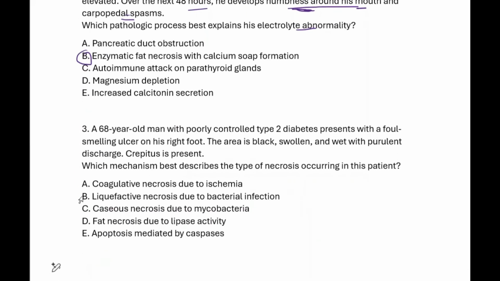And then the last question: a 68-year-old man with poorly controlled type 2 diabetes presents with a foul-smelling ulcer on the right foot. The area is black, swollen, and wet with purulent discharge, and crepitus is present. Which mechanism best describes the type of necrosis that's occurring in this patient? So based on what we see, this patient has an infected wound, and now we see gas under the tissue as the evidence of the crepitus, right? So this ought to be a form of liquefactive necrosis due to bacterial infection. So this patient likely has maybe Clostridium perfringens, which is a form of anaerobic infection that's causing wet gangrene. And the type of wet gangrene is what? Gas gangrene, right?